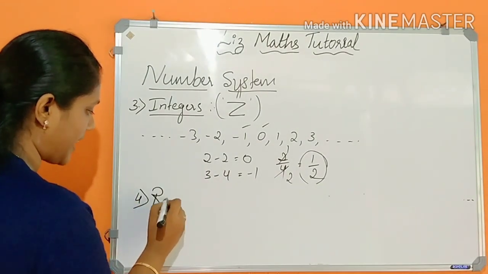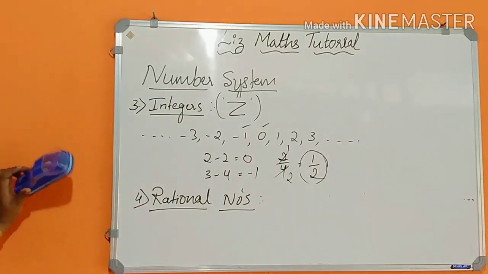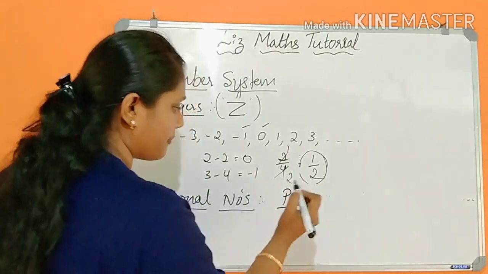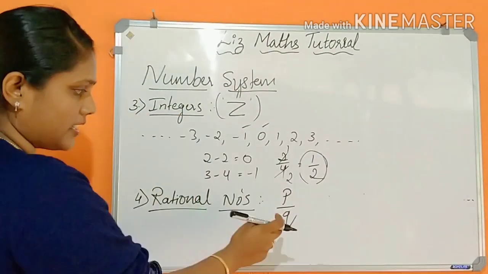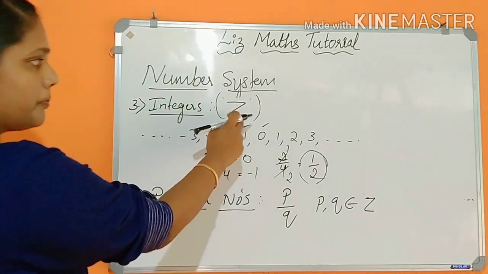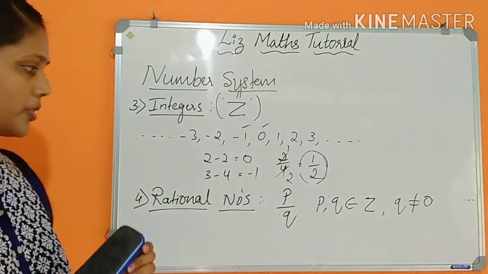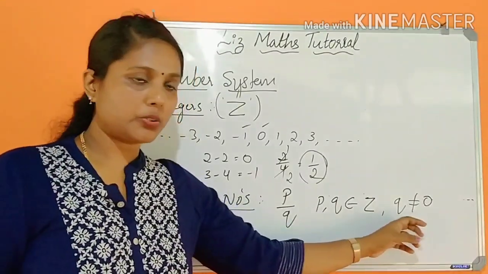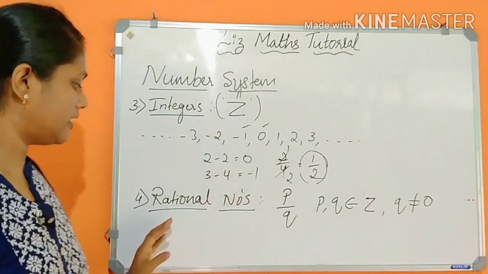The fourth one is rational numbers. What is a rational number? A rational number is nothing but a number in the form of P by Q, and P and Q are integers. P and Q belong to Z, and Q is not equal to 0. Q should not be 0. If Q is 0, we cannot say that it's a rational number. There is a condition, and P and Q should belong to integers. This is the definition of a rational number.